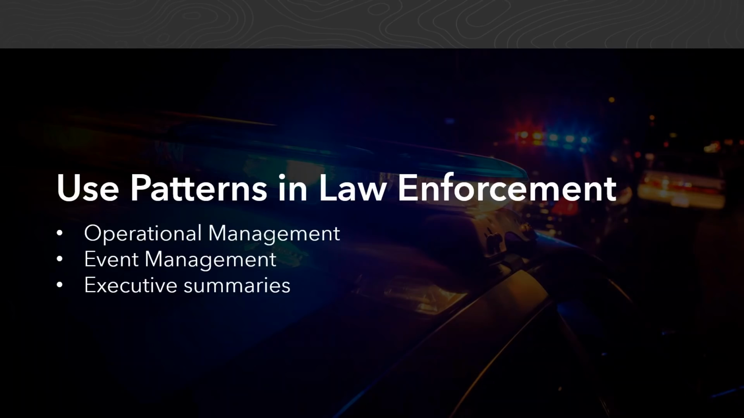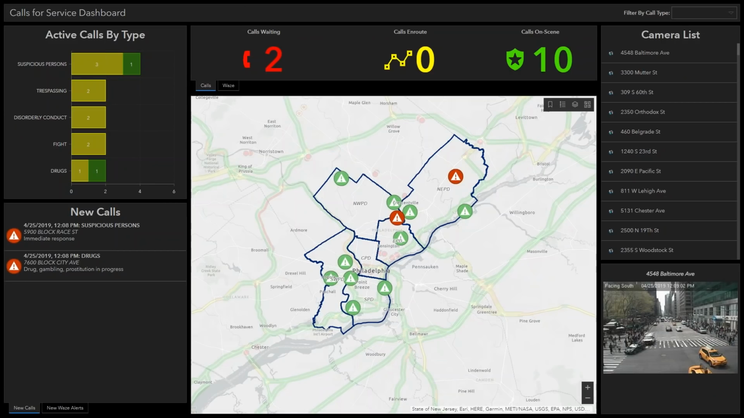And then a variant of that, which is managing events, whether that's sporting events or other kinds of community festivals or parades, or unplanned events like protests, being able to take an operational plan, combine real-time data, and have that up in the command center so that an incident commander can track and make decisions on the fly as the event unfolds. And then executive summaries for performance metrics. So think CompStat dashboards or other kinds of executive dashboards where we're able to track performance. And here's a couple of quick examples of that.